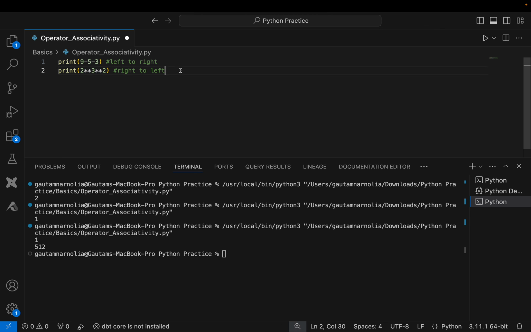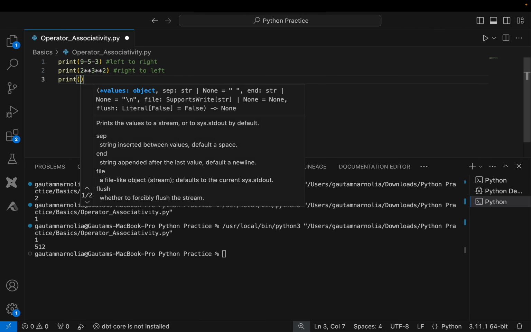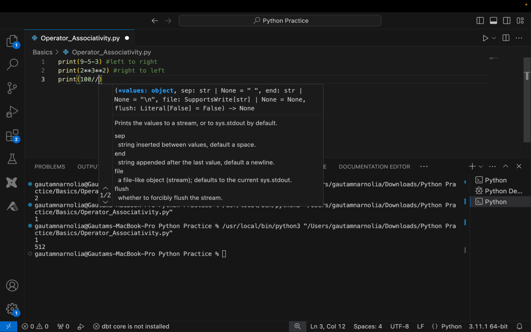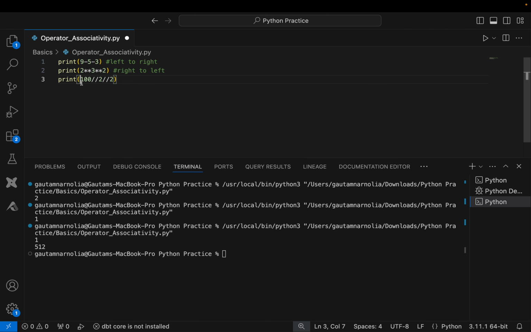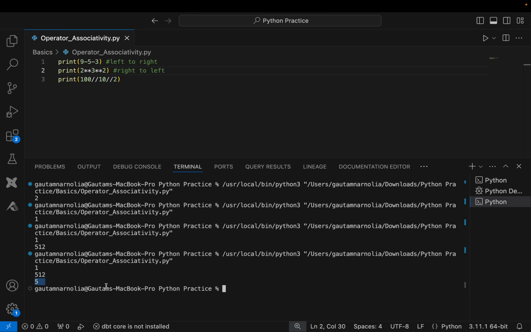Let's see one more example. We have print 100 division by 2 division by 2. This will get evaluated from left to right, which means first 100 will get divided by 2, and then the result will be divided by 2 again. Or we can make it simpler: 100 divided by 10, which will become 10, then 10 divided by 10... divided by 2, which ultimately becomes 5. And again, we have the same example of exponentiation, which is evaluated from right to left.